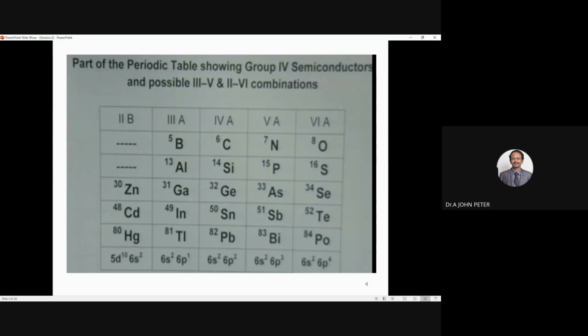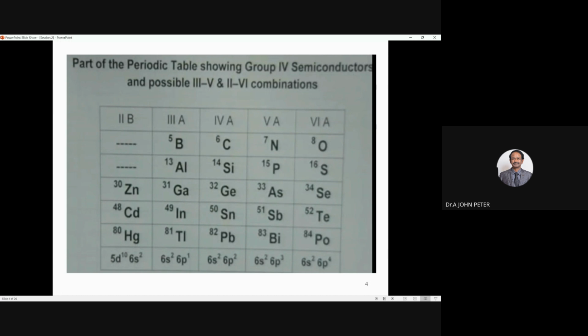So gallium arsenide is a third group material and a fifth group material. You just look at this one, 31 and 33. Gallium arsenide, third group materials, that is in the table. The second column and fourth column are combined. So 3-5 materials. Just look at the slide now.